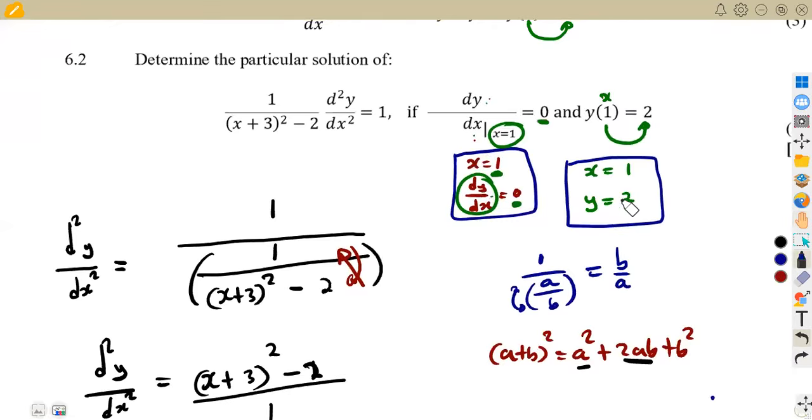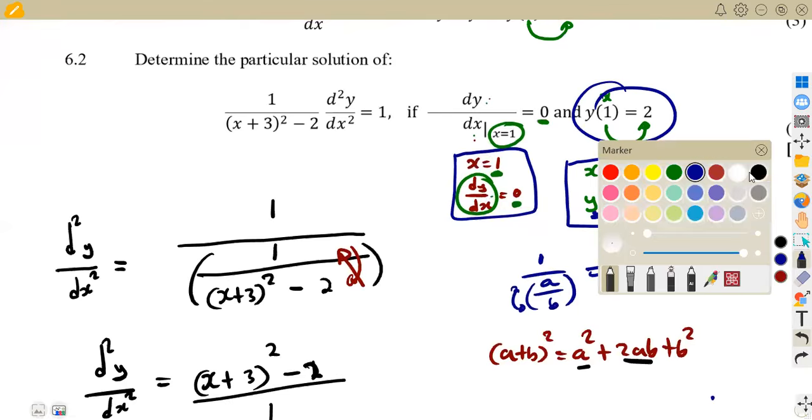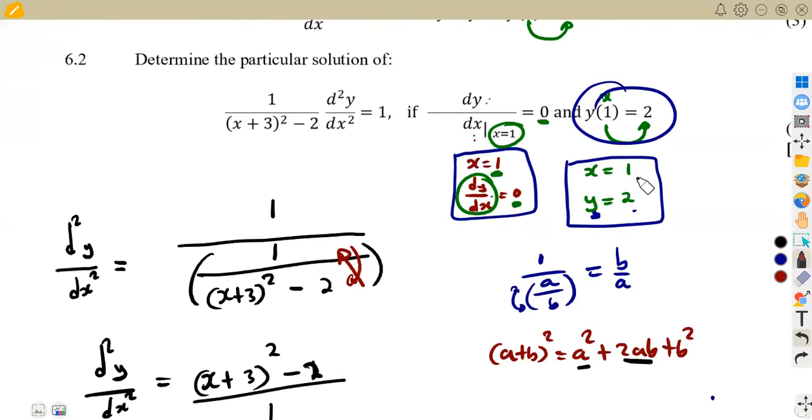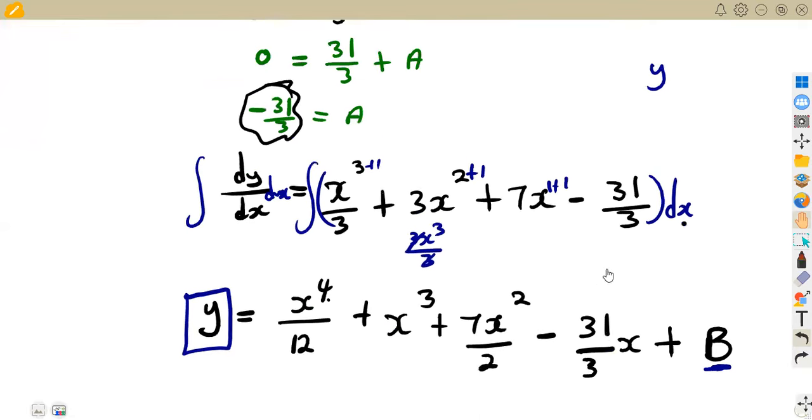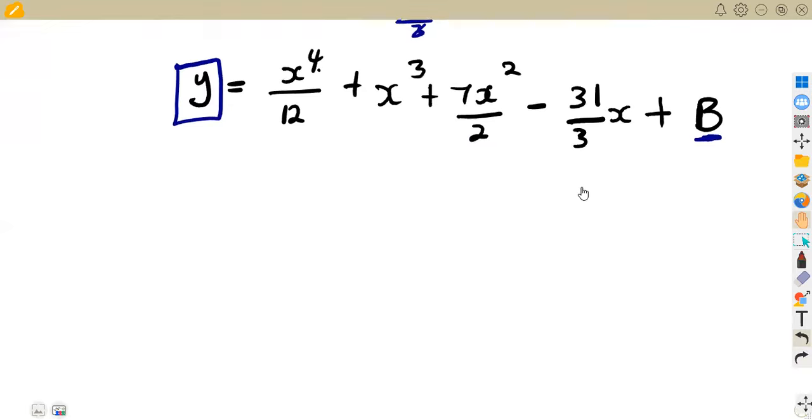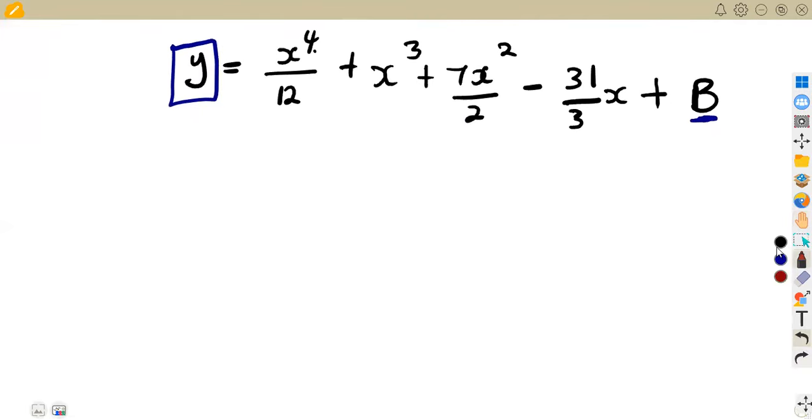The second condition, this one is for y. Y is equal to 2 and x is equal to 1 from this condition here. So this is the part that we are going to take at the end to say x is 1 and y is 2. So we are simply going to substitute. In place of y, we substitute a 2. In place of x, we substitute a 1. Then we can calculate the value of b.